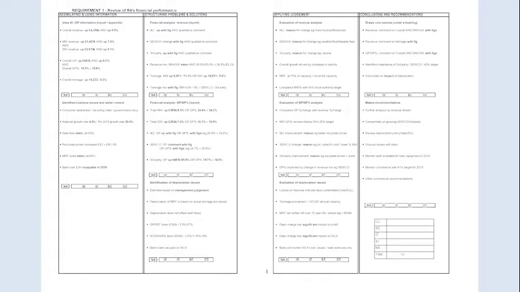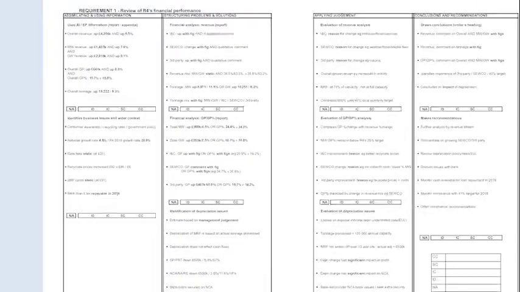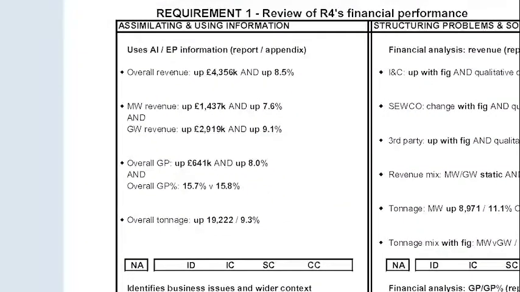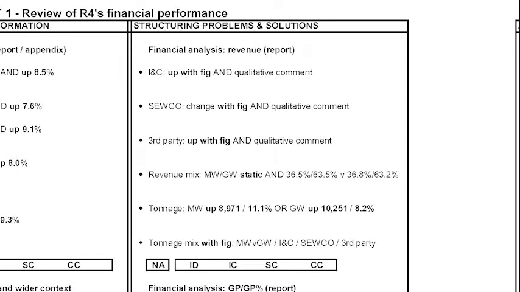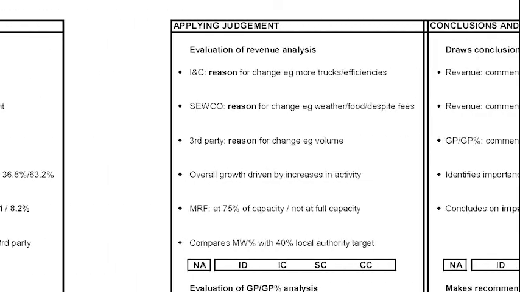If we now look at the marking key for requirement 1, you'll see that you are assessed over 4 different skill areas. 1. Assimilating and using information, which is selecting relevant information from the case material and your own research and using it appropriately. 2. Structuring problems and solutions, which is identifying the relevant analytical tools to use and applying them in a structured way to answer each requirement.